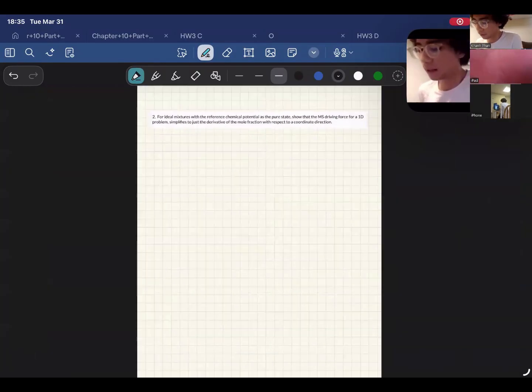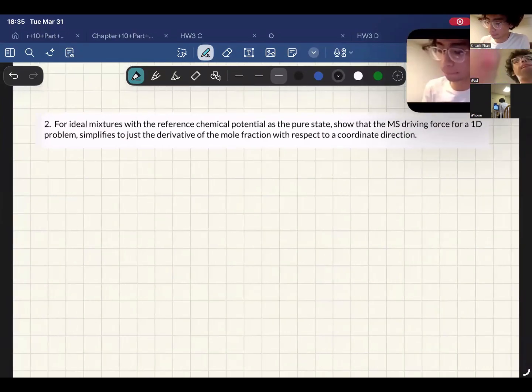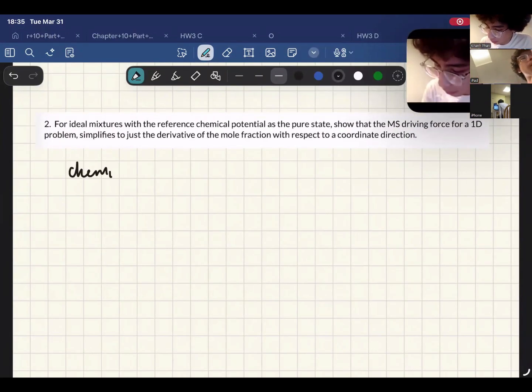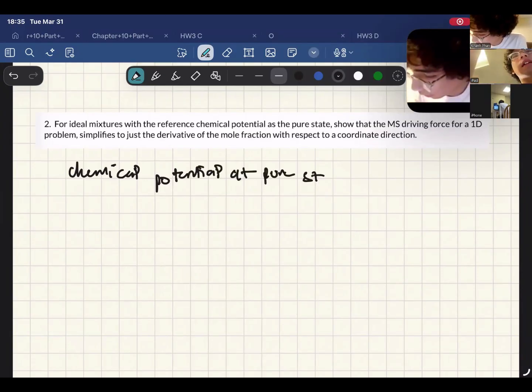And then for the second one, we have our chemical potential at pure state.